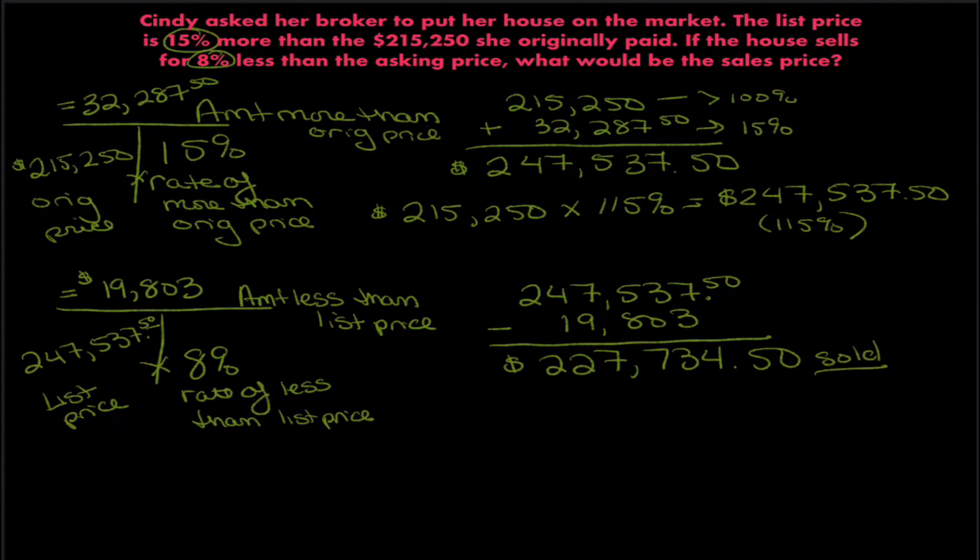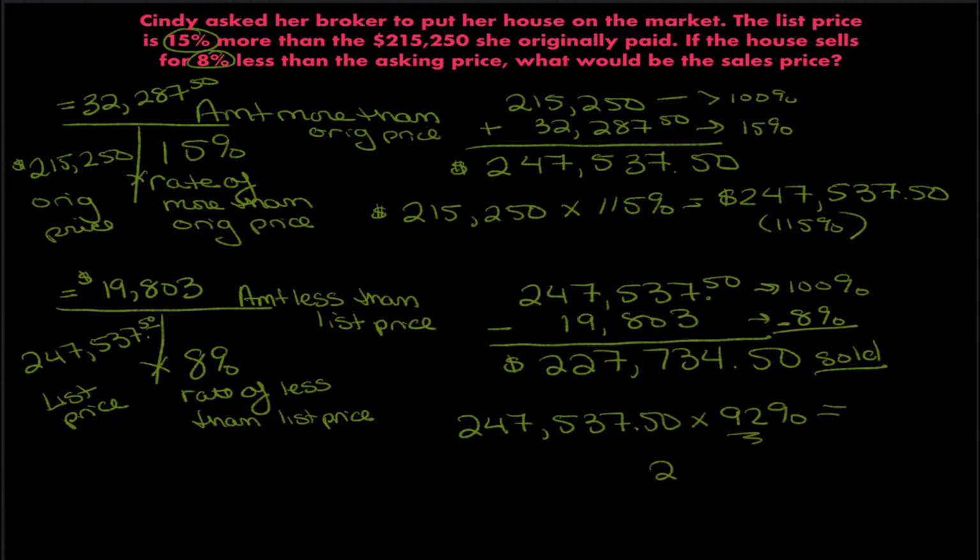Now, just like we did before, we could have taken the $247,537.50 and multiplied it by 92%. And the reason that would work is because this is 100% of what we listed the property for, and this is 8% of what we didn't get. So we're going to subtract out that 8%, and that would give us the 92%, and it's going to be the same answer.